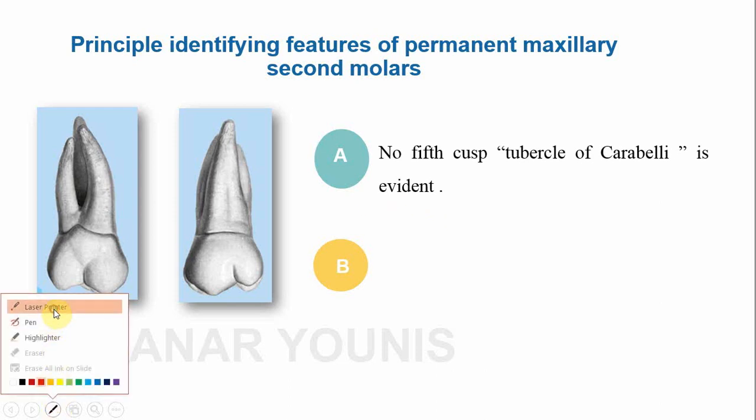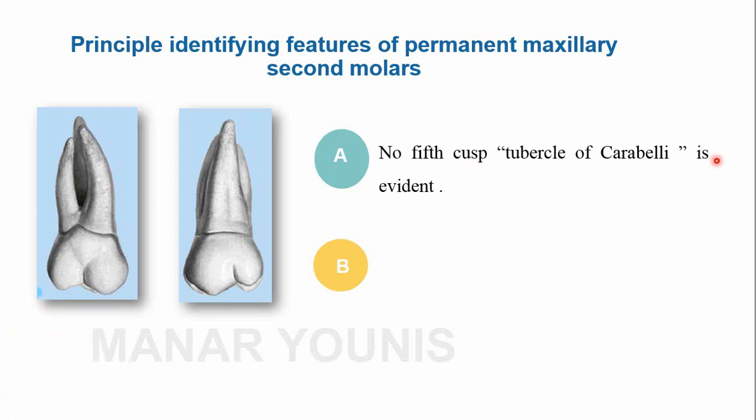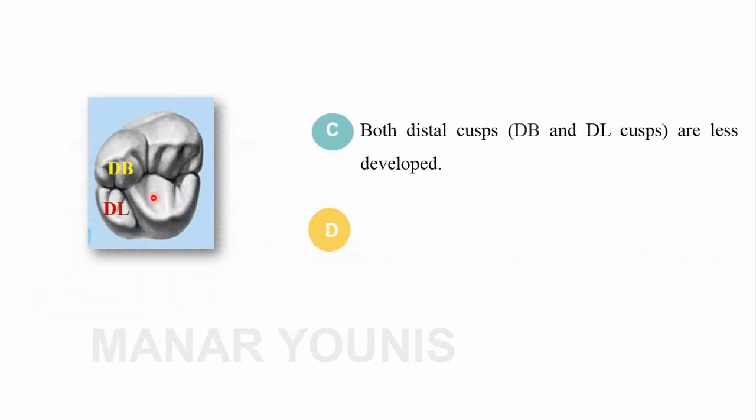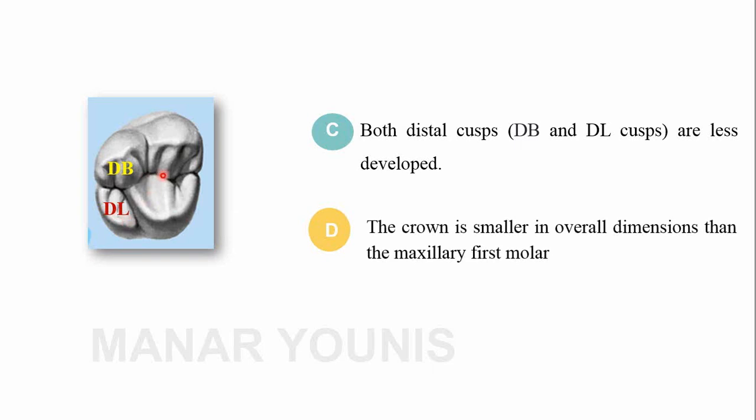There is no fifth cusp, or the tubercle of Carabelli is absent in maxillary second. Therefore, the lingual surface of the mesiolingual cusp is smooth. The roots are less divergent and may be joined together. Both distal cusps, the distobuccal and the distolingual, are less developed. In general, the crown is smaller in overall dimensions, mainly in the mesiodistal and the crown length. However, the buccolingual dimension is the same as that of the maxillary first.